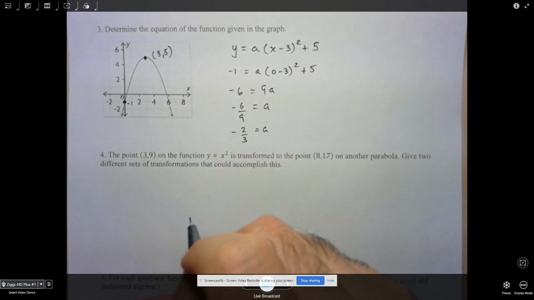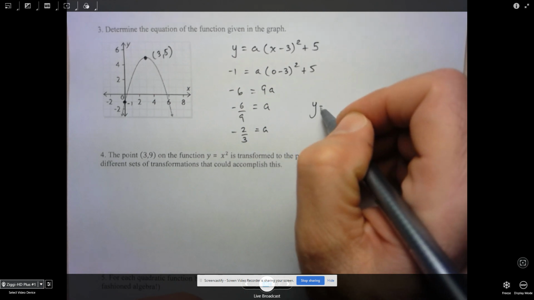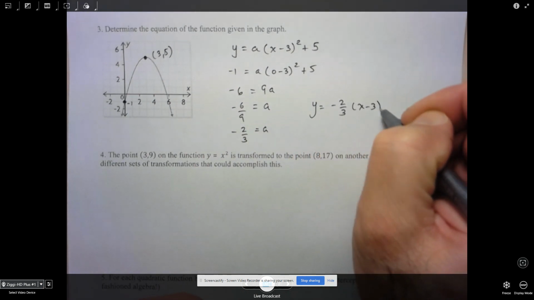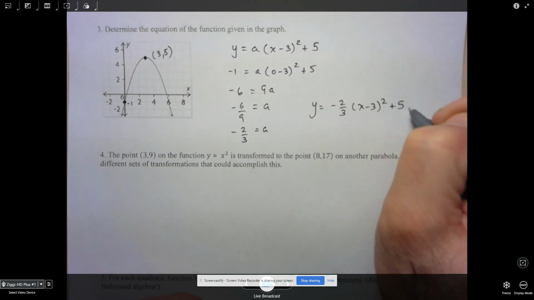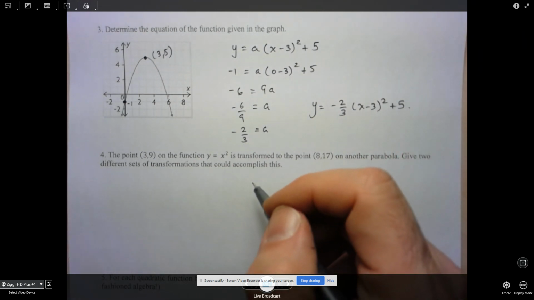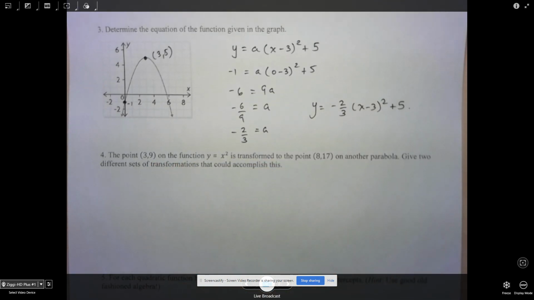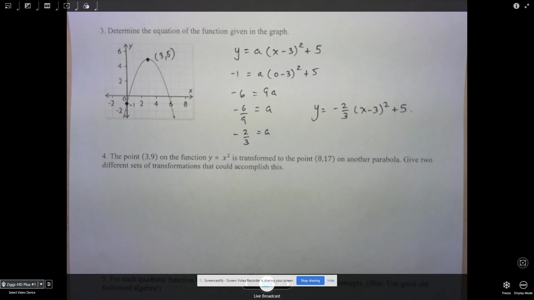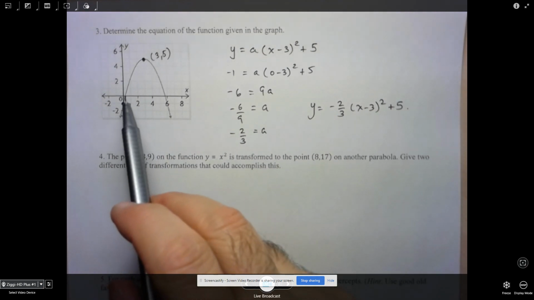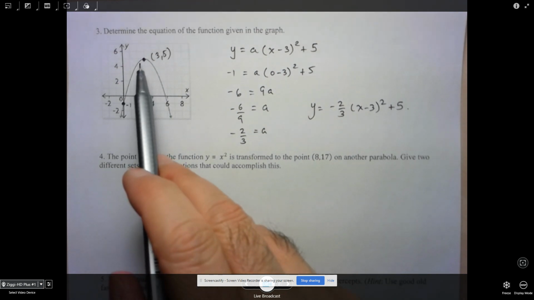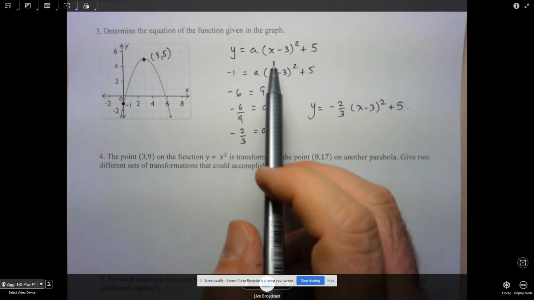All right, and there we have it. There's our equation: y equals -2/3 (x minus 3) squared plus 5. Okay, so just to recap here, going from a graphical to an analytical model, the important thing is to work with as nice a set of values as you can. In this case here, it wasn't the x-intercepts, it was the vertex. So that's why I worked with vertex form.